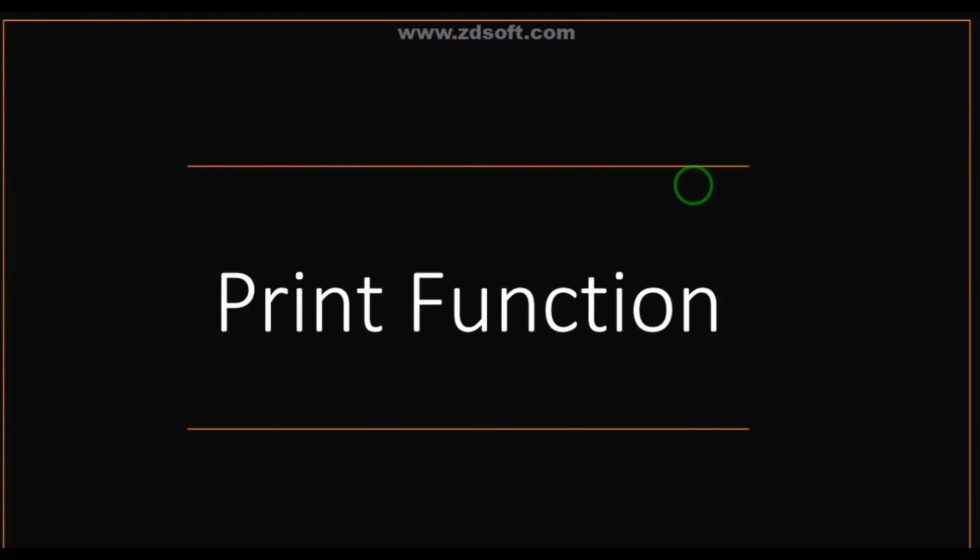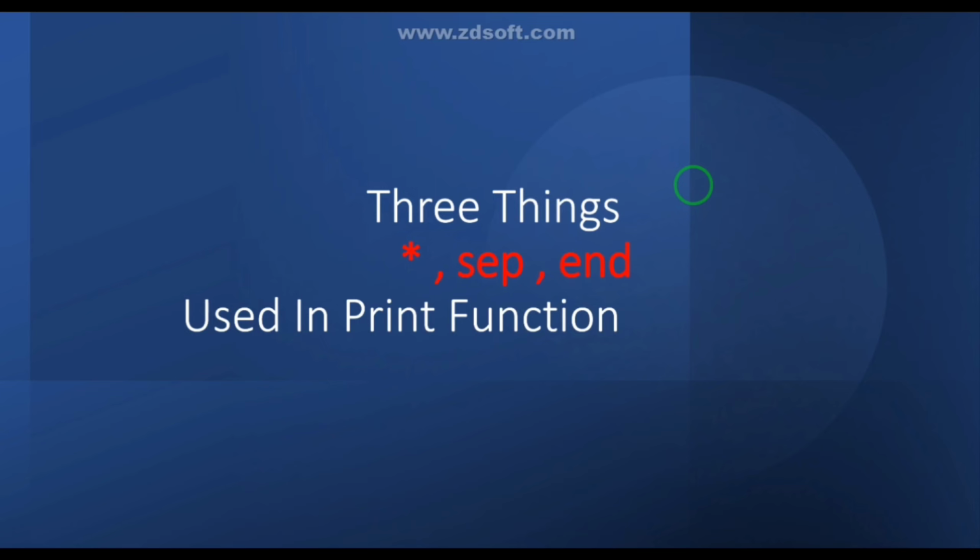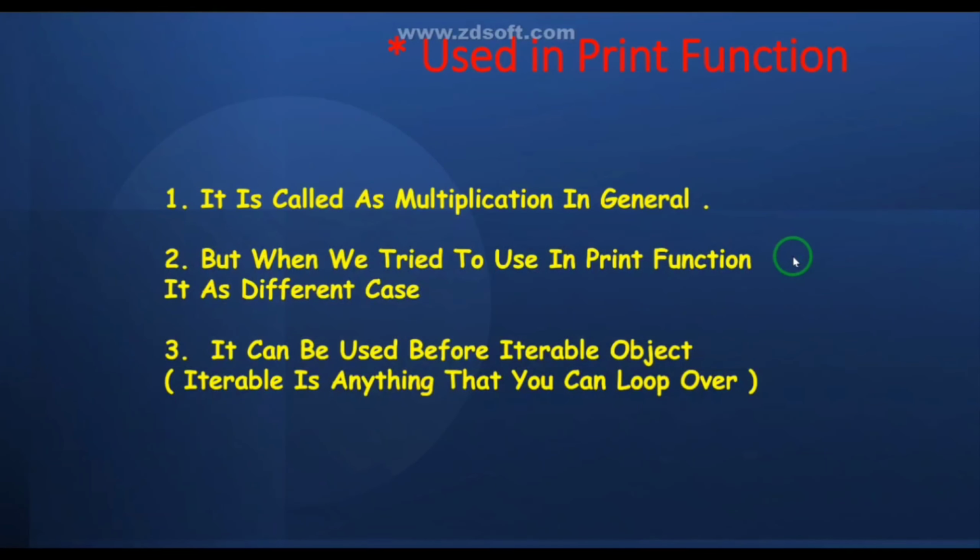Now guys, let me discuss three things which are used in the print function only. The three things are: first, asterisk; second, sep, which is named separator; and third, end, which are used in the print function. Let's go one by one and discuss each of them. So asterisk is used in the print function; what is its use, what is its behavior, these things we are going to discuss right now.